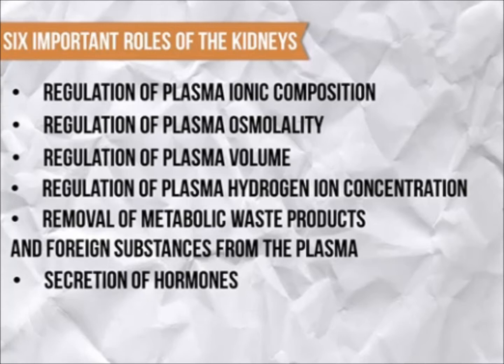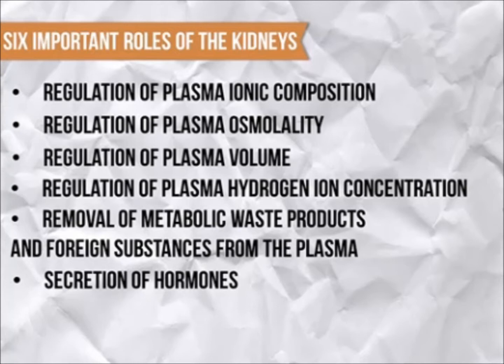Regulation of plasma hydrogen ion concentration, or the pH. The kidneys partner up with the lungs and they together control the pH. The kidneys have a major role because they control the amount of bicarbonate excreted or held onto. The kidneys maintain the blood pH mainly by excreting hydrogen ions and reabsorbing bicarbonate ions as needed.